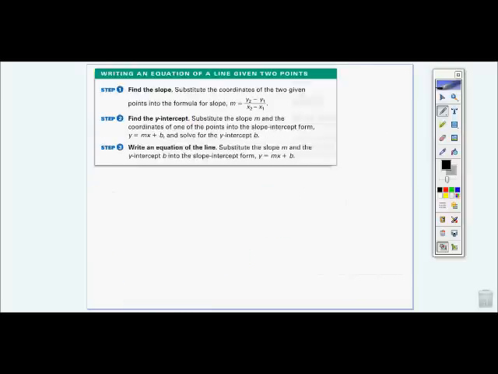So this slide will just show you the steps that you are going to go through. First, you'll find your slope. Then you'll do like you were doing in 5.2 and find your y-intercept. Then you'll write the equation of the line, and you could graph it and see if that is correct.